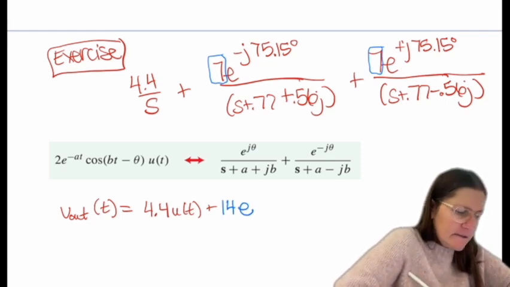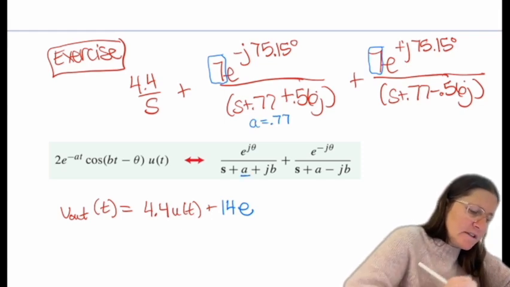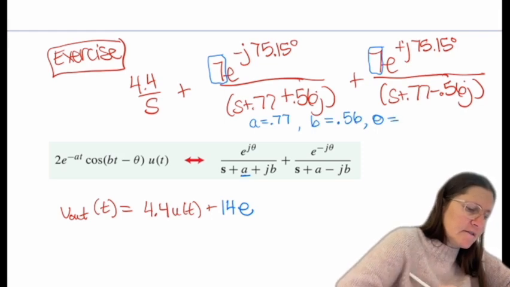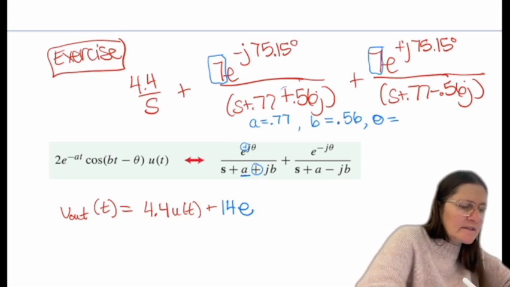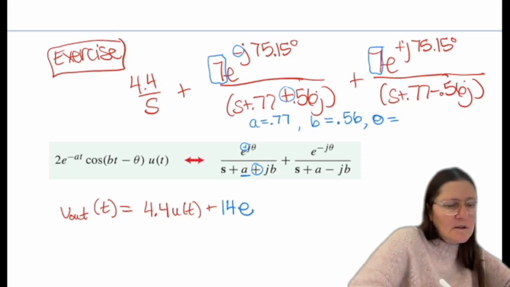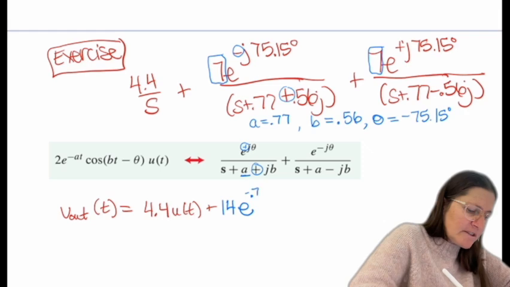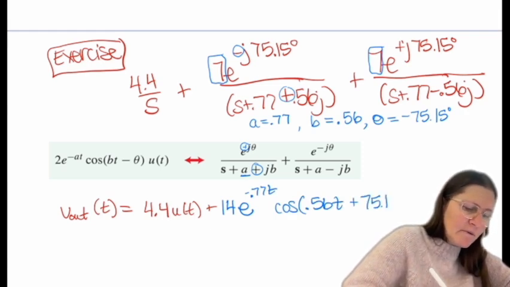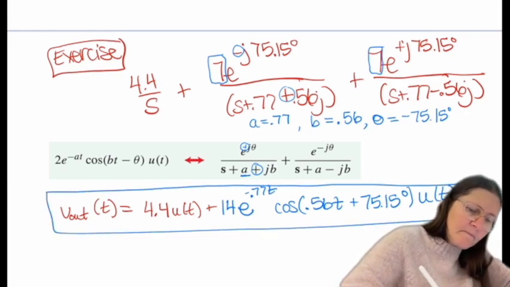And then what is A in this case? 0.77. Correct, so A is 0.77. B is what? 0.56. And theta is? 75.15. So be careful of the signs. Notice with this having a plus, this is also plus. But in this case, this is a plus and this is a minus, so it's negative. This would be negative 75.15. So this becomes a negative 0.77t cosine 0.56t, and then a plus 75.15 degrees times u of t, and this is all in volts.